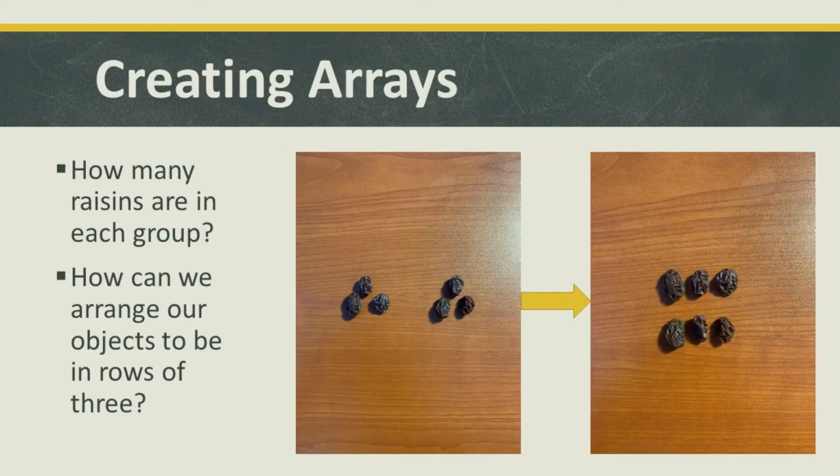First, I want you to take your items and place them into 2 groups of 3. Here on the left, you see a picture of my raisins. I have 2 groups of 3 raisins. How can we arrange our objects to be in rows of 3? I want you to rearrange your objects to look like the picture on the right. When you do that, you have just created an array. You should have 2 rows with 3 columns.